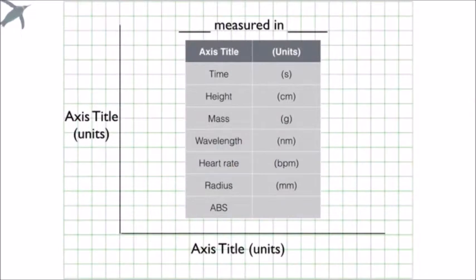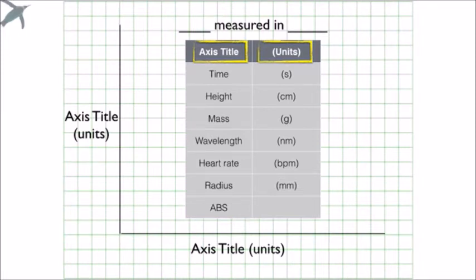Next, we have axes. Each axis has a title, and it will have units here. And so you should be able to read blank measured in blank. So the axis title is what is being measured, and the units in parentheses are the units of measure. So time measured in seconds, mass measured in grams, etc. You need both of those.